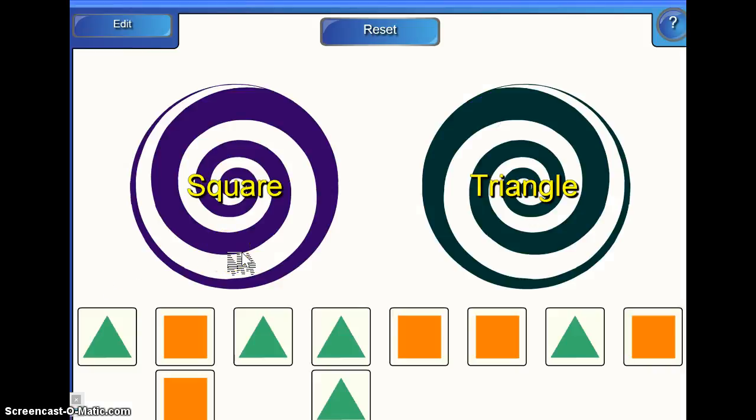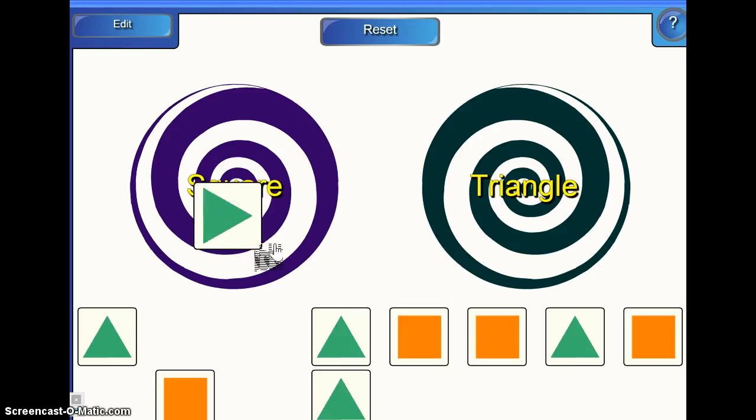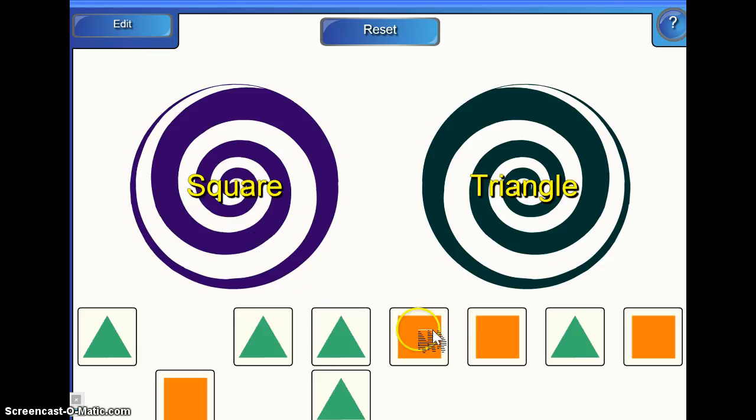The second game is identifying squares and triangles. Place the square with the square, and maybe a student put the triangle with the square. It spins it out, or the square with the triangle.